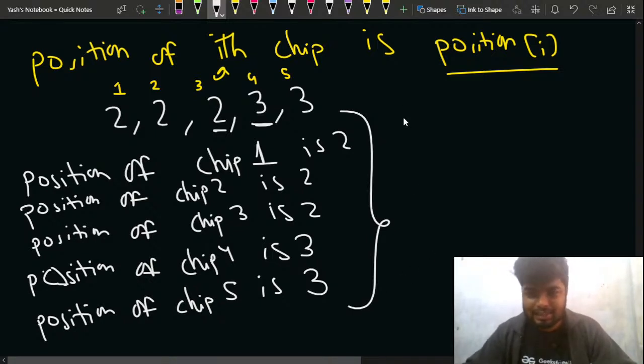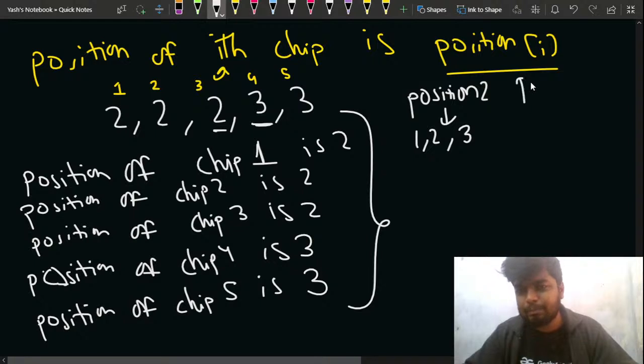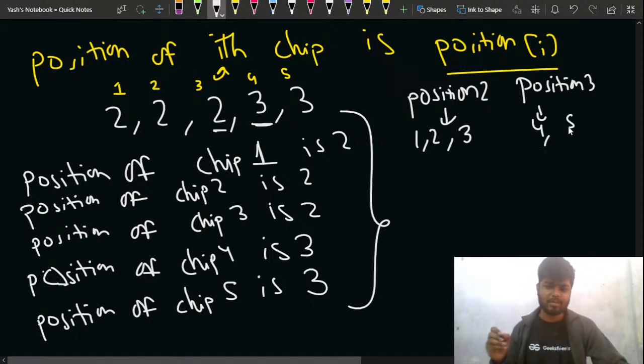That simply means that at position 2, it will look like this. At position 2, I'm having the chip number 1, chip number 2 and chip number 3. At position 3, I'm having the chip number 4 and chip number 5. Is this much part clear to everyone? Just quickly tell me in the comments if this much part is clear to everyone or not. Only then I'll be able to move ahead.